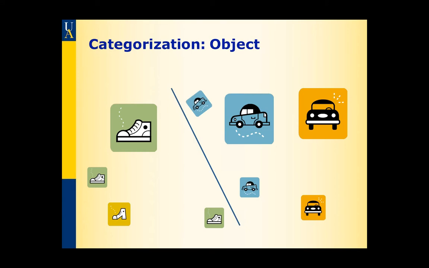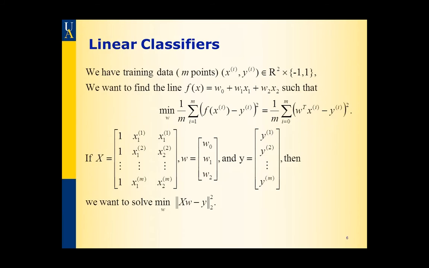So if you give me a new car, then I will check on which side of this line the object is. If it's on the right, it will be a car. If it's on the left, it will be a shoe.